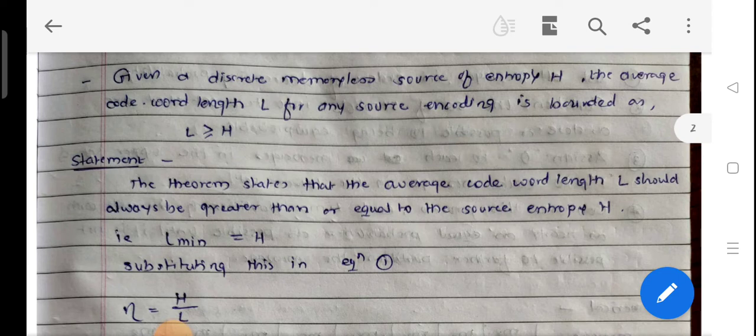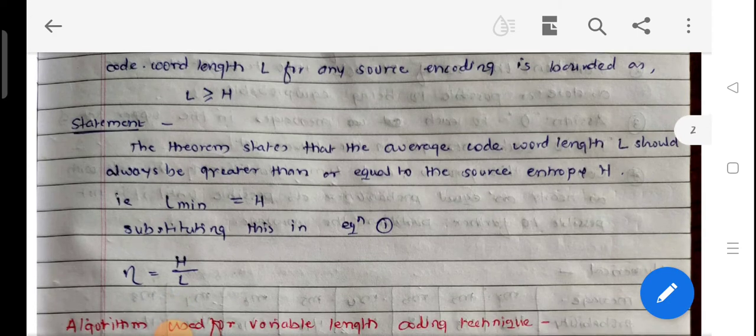The minimum value of code word length generated should be equal to h, and the maximum can be greater. It should be greater than the average value of information, or entropy. So the minimum value of length L min should be equal to h, and the code word length should be greater than h. Maximum value should be greater than h.